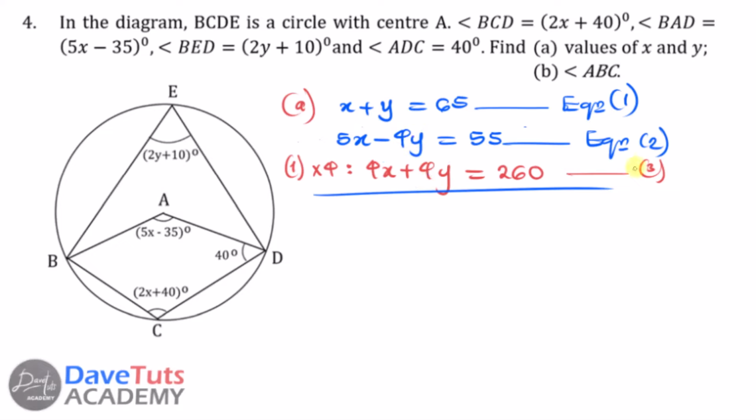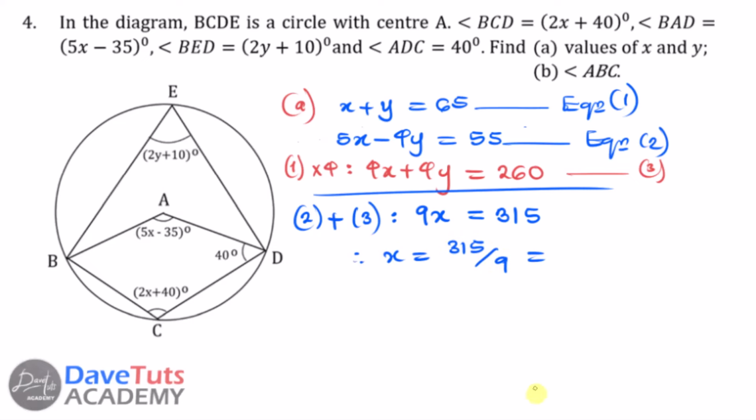I can see that this is minus 4y, this is 4y. If I add equation 2 and equation 3, then I will have 5x plus 4x, that will be 9x, and minus 4y plus 4y will knock themselves out, so I don't need them again. Then it is equal to 55 plus 260, that will be 315.